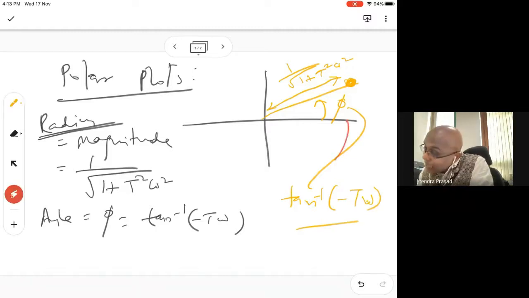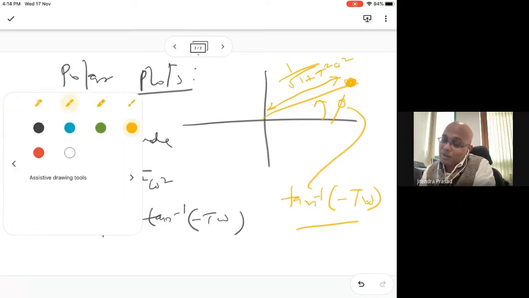Not the angle of the curve, we are not talking about that. We are talking about what this point makes to the origin. That is the phi, that is the angle. And the distance from here to here is this, 1 over root 1 plus t square omega square.